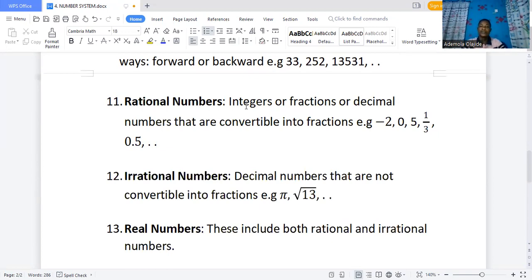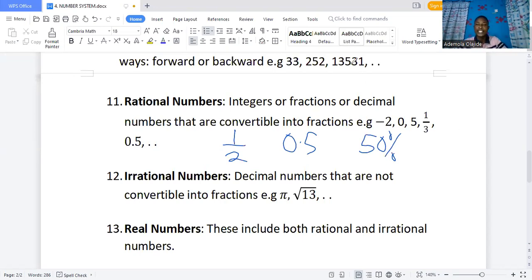Rational numbers. These are basically integers, including fractions and decimals. It is important for us to know that a fraction is also a decimal, because, for example, 1/2 is the same thing as 0.5. And a fraction is also a percentage, because 1/2 as a percentage is 50%. So all of them are under rational numbers, including fractions.